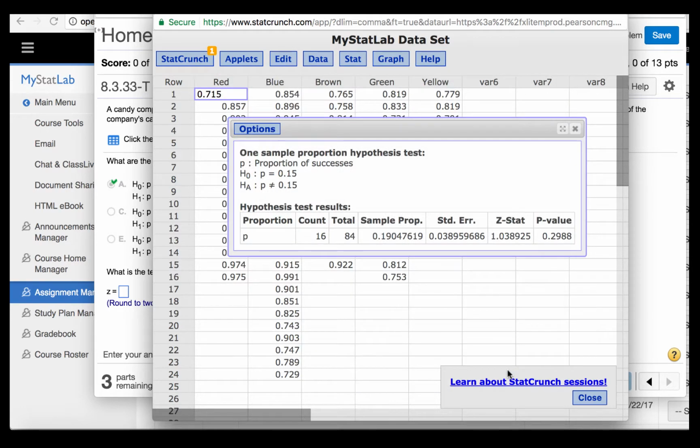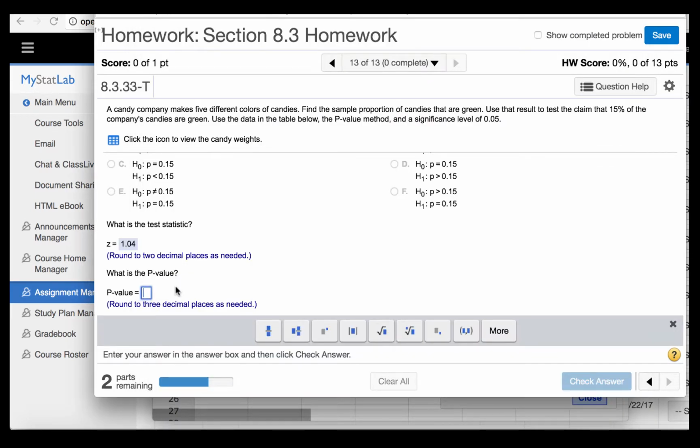Then we'll press Compute. The z-stat is 1.04 if we round to 2 decimal places. The p-value is 0.2988, so we will record this as 0.299 if we round to 3 decimal places as specified in the problem.